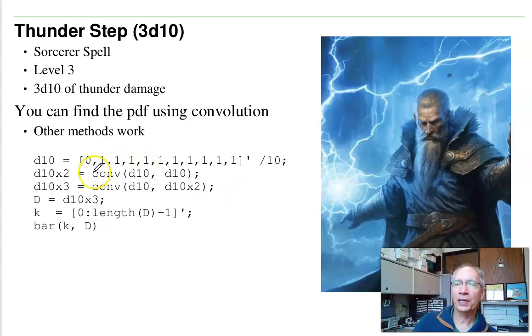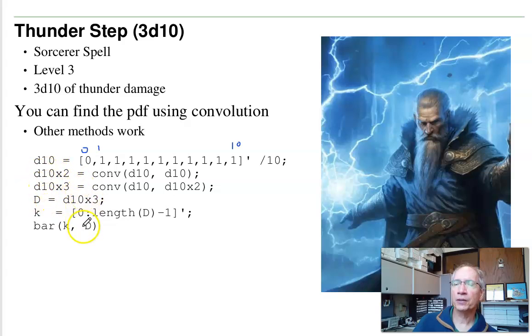So here's the PDF for a single 10-sided die. Here's the probability of rolling a 0, 1, up to 10. Those numbers divided by 10. Each one's got equal probability. It's a uniform distribution. Probability is 1/10. That's a single 10-sided die. I can convolve 2 of them. That's 2d10. I can convolve 1d10 with 2d10, I get 3d10. So that's the PDF for 3 10-sided dice.